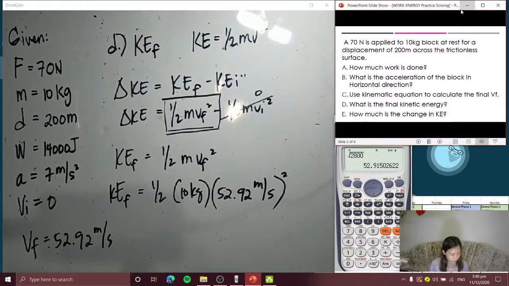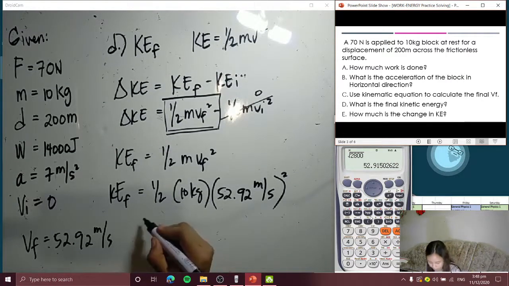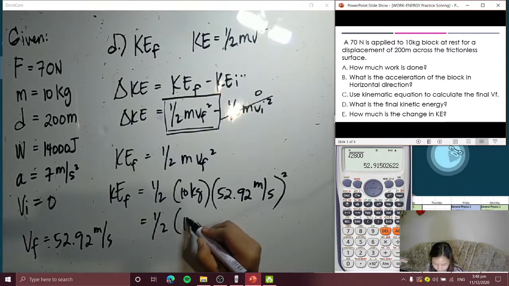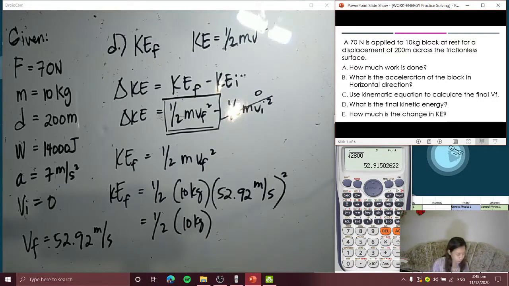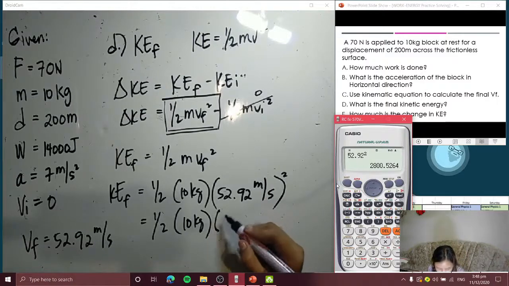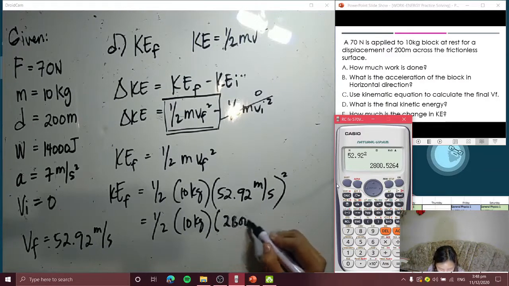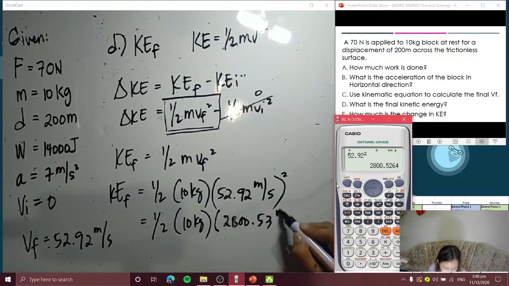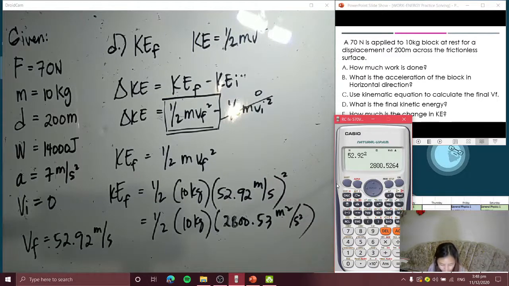Okay, so we have here KE final, we have 1/2. Just copy, okay? Times 10 kilograms. We square 52.92. So 52.92 squared is equal to 2,800.53, sorry, 2,800.53 meters squared per second squared.